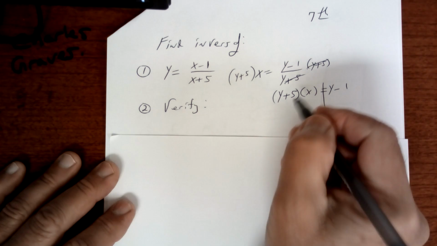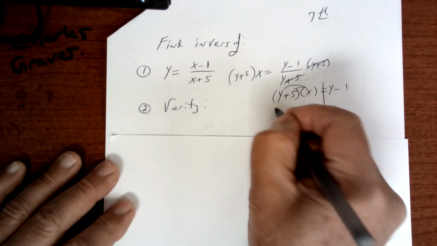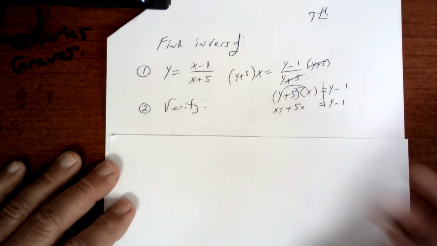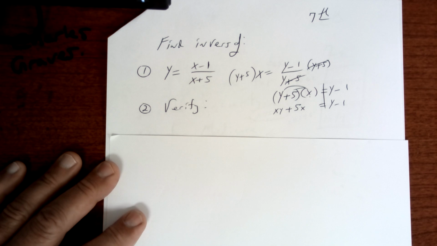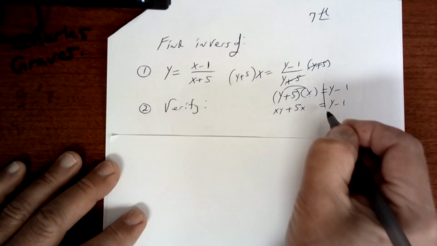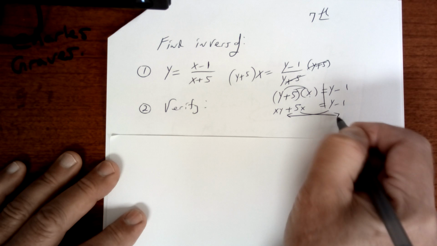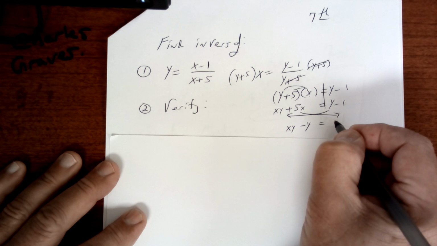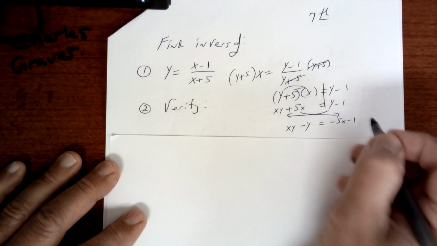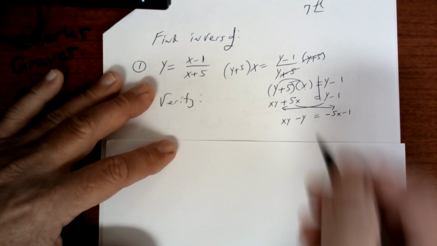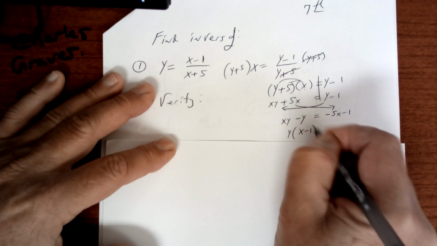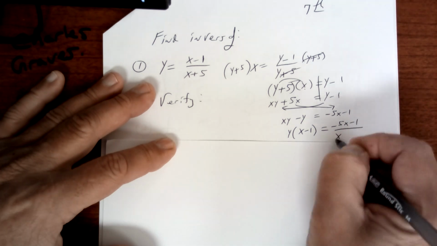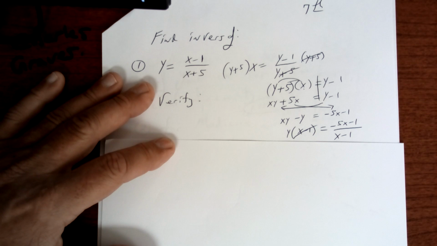So we're going to distribute the x. We're going to say xy plus 5x is equal to y minus 1. Once you do that, what you want to do is move the y over here and move the 5x over here. So you're going to have xy minus y is equal to negative 5x minus 1. You're going to factor out a y right here. And you're going to get negative 5x minus 1 over x minus 1 when you divide by x minus 1, and you have y is equal to this.